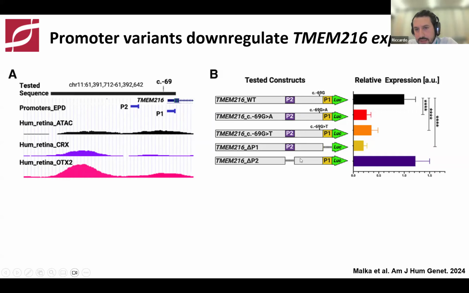And once we performed the actual functional test, we saw that for the wild type construct, in which there was the normal, the reference variant, you would have an expression level that's the highest. And while you have the G2A or the G2T VUS, you will have this expression level that is reduced, almost similar to a situation in which you do not have the promoter sequence P1. While instead, if you keep this P1 in the construct and you remove the P2, so the other putative promoter here, expression stays the same.